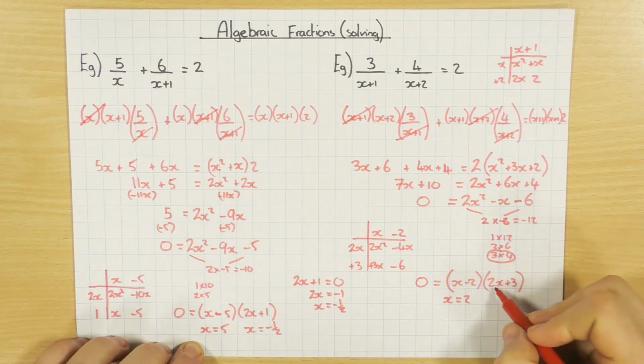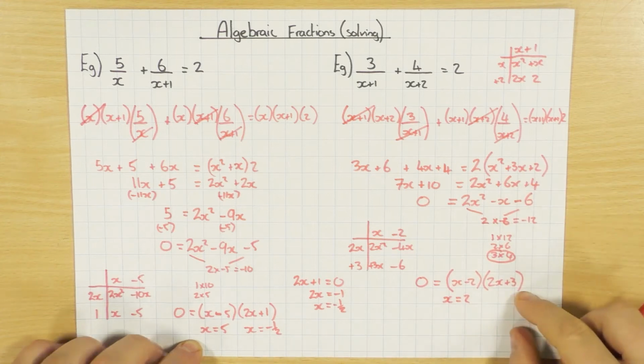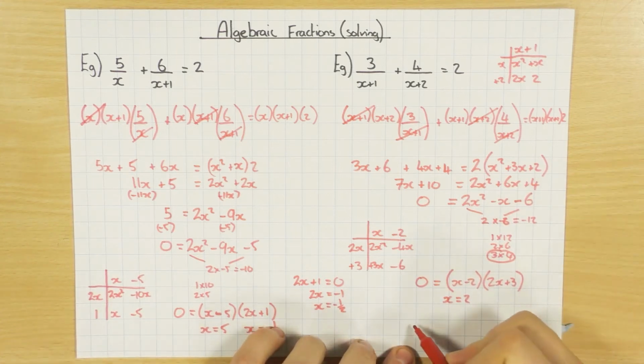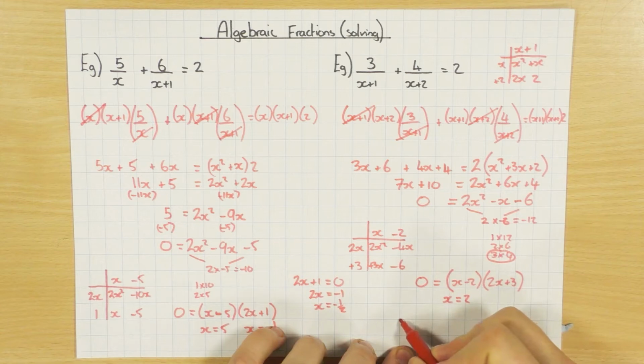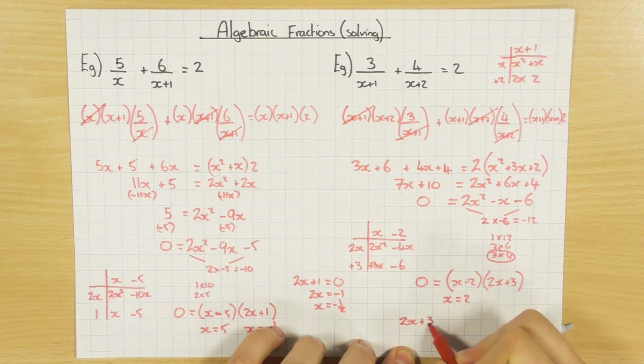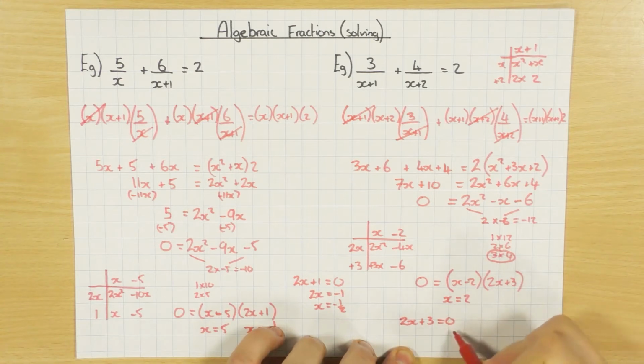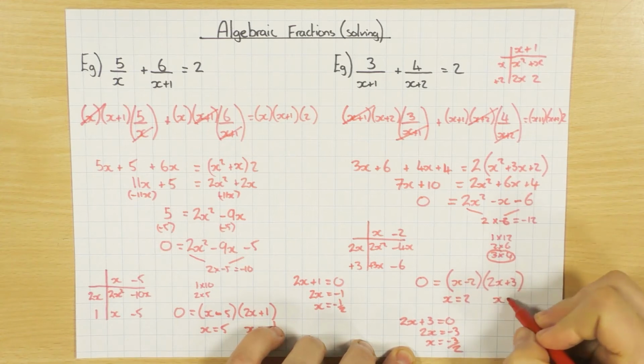And this one here again, 2x plus 3, that needs to equal 0. So if you're unsure, just do a quick equation. So 2x plus 3 needs to equal 0. So solve it using the balance method. Take away 3 from both sides. So 2x equals minus 3. Divide by 2, so x equals minus 3 over 2, or minus 1.5. And then that's your other solution.